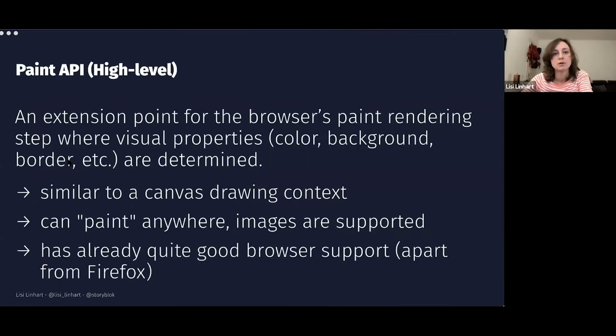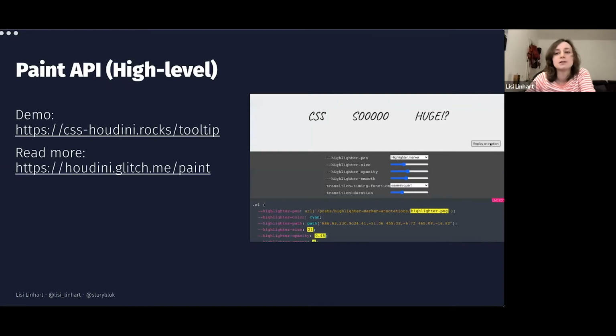The Paint API is anything we can paint. So for example, changing the background of something, changing the border of something. And using the Paint API is really similar to drawing something with a 2D canvas. It already has quite good browser support compared to all the other APIs, but we can't use it yet in Firefox. Here's a little demo that shows what the Paint API can do.